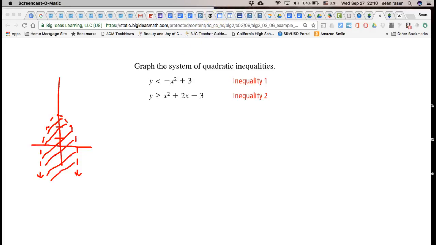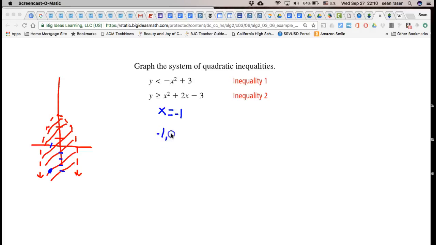Now, let's look at, in blue, inequality number 2. So remember, again, our vertex is negative b over 2a. So negative 2 over 2 times 1 gives us negative 1. So our axis of symmetry is at x equals negative 1. So that's going to be right here. And when we plug in negative 1, we get 1 minus 2, so negative 1, minus 3. So we get negative 4. We get right here, negative 1, comma, negative 4 for our vertex.